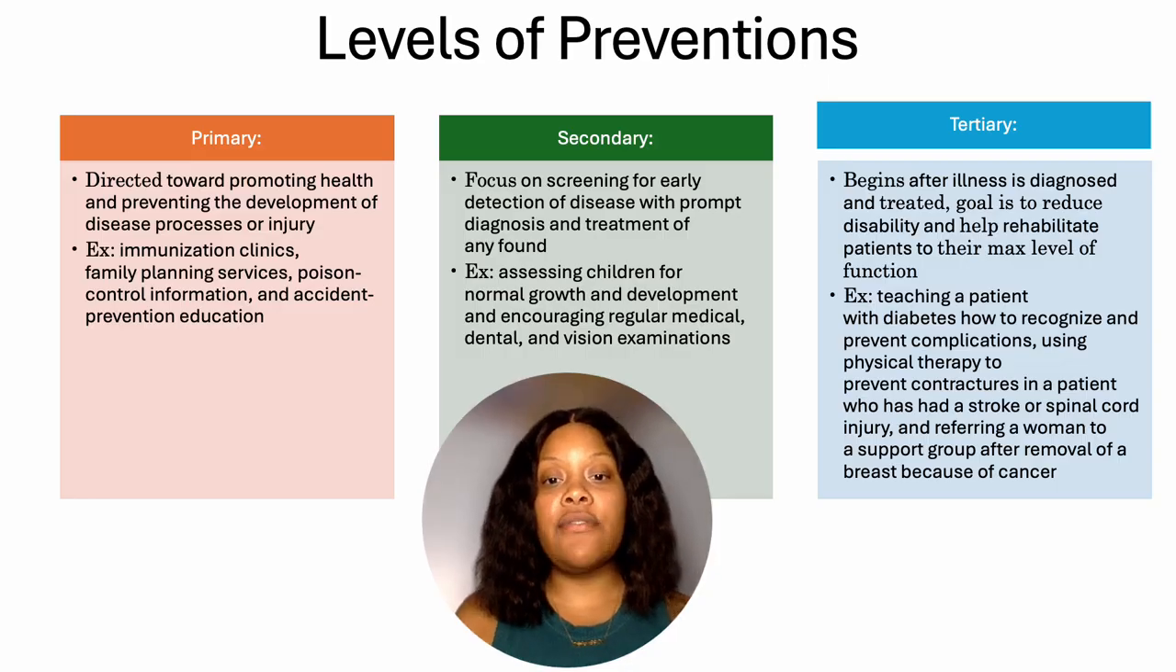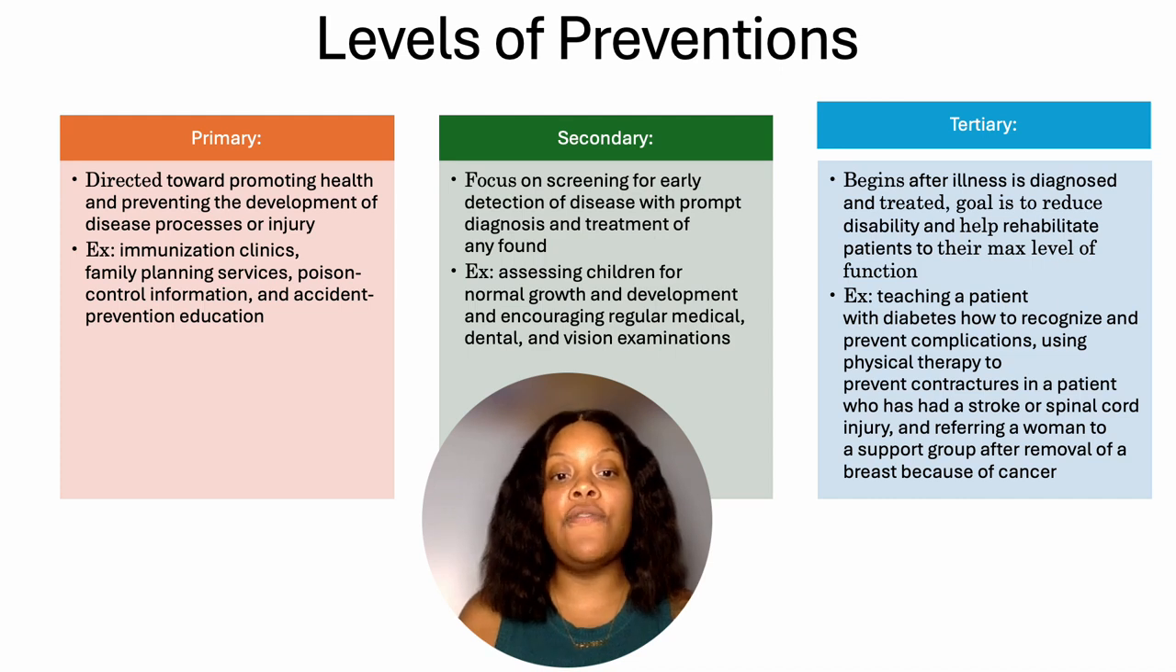So there are 3 levels of prevention. Let's talk about primary. Primary prevention is going to focus on promoting health and preventing the development of the disease. We want to think about it like this: when it comes to primary, the person does not have the disease yet, so we want to prevent the patient from developing the disease.